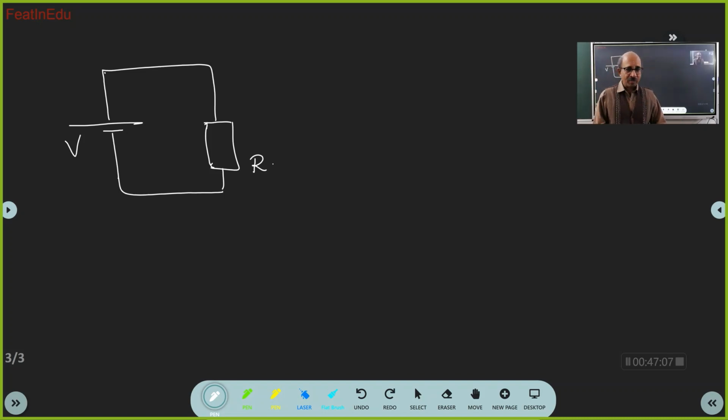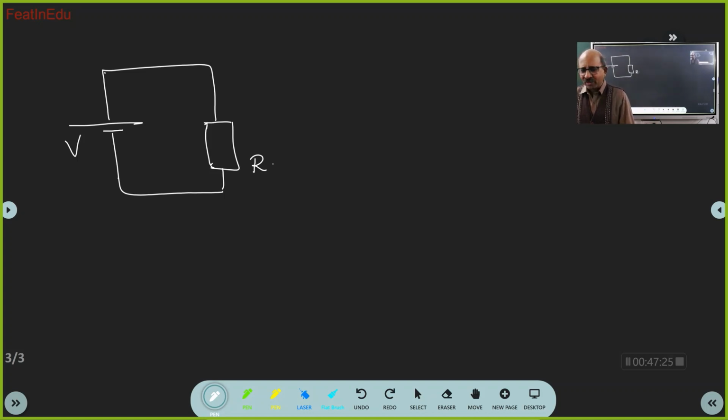Now what happens? Come on, tell me what happens. Rajdeep, don't be afraid. Heat is generated when it passes through the resistor. What passes through? Charges pass through.